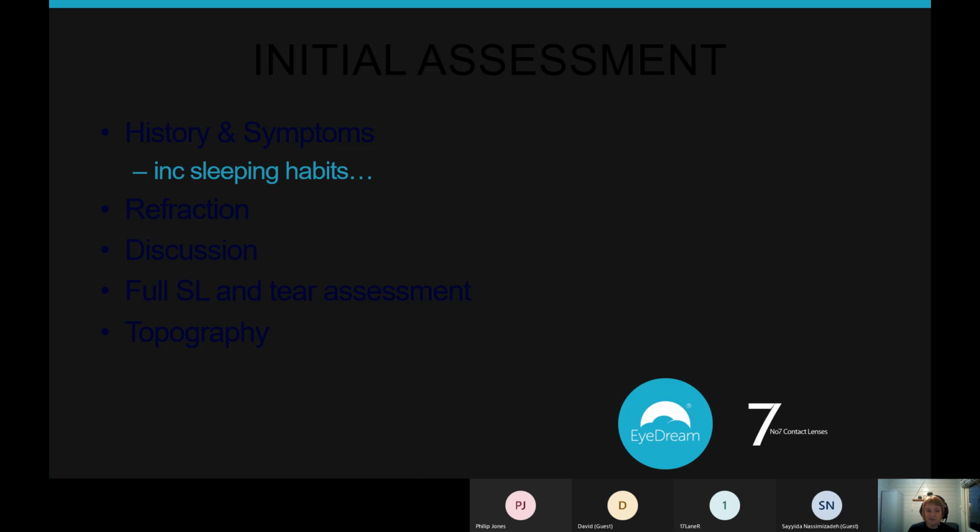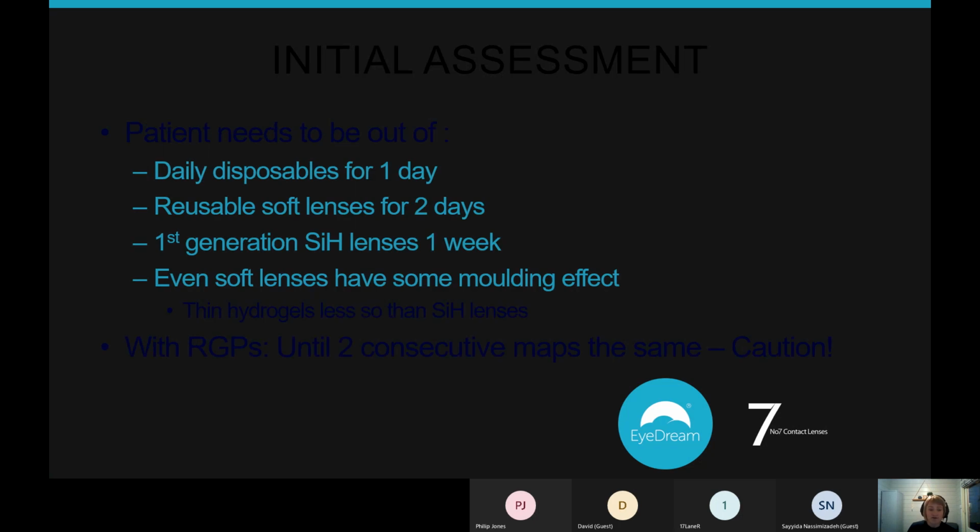You can do a full slit lamp and tear assessment, very much the same as you would do for any other contact lens, and you're going to do their topography. Some of you will be in practices where topography has been standard for a long time. For some of you, it might be new, or you haven't yet started. Topography can be affected by any kind of contact lens wear. Any kind of contact lens wear can mold the cornea a little bit.